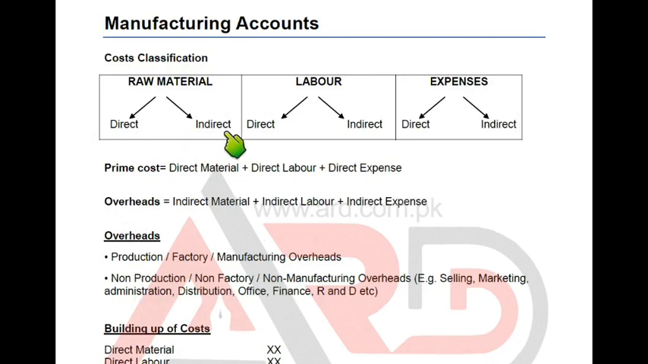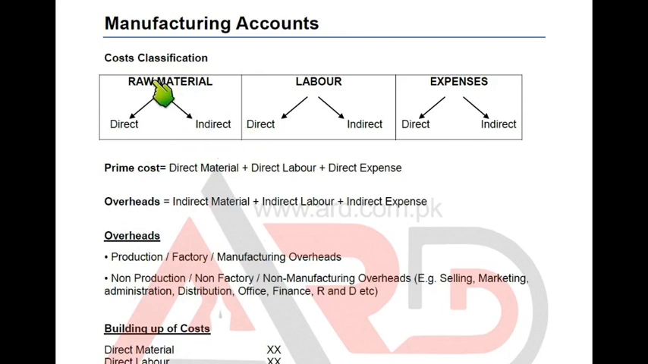Or if the cost cannot be easily traced in a particular product or service, or if we do not want to trace that cost. Why do we not want to trace that cost? Because the cost is very negligible, meaning it is not a greater proportion of overall cost, so we will be treating this as an indirect cost. Now this is a bit tricky point. Direct costs are costs that can be easily traced, and indirect costs are costs that cannot be easily traced.